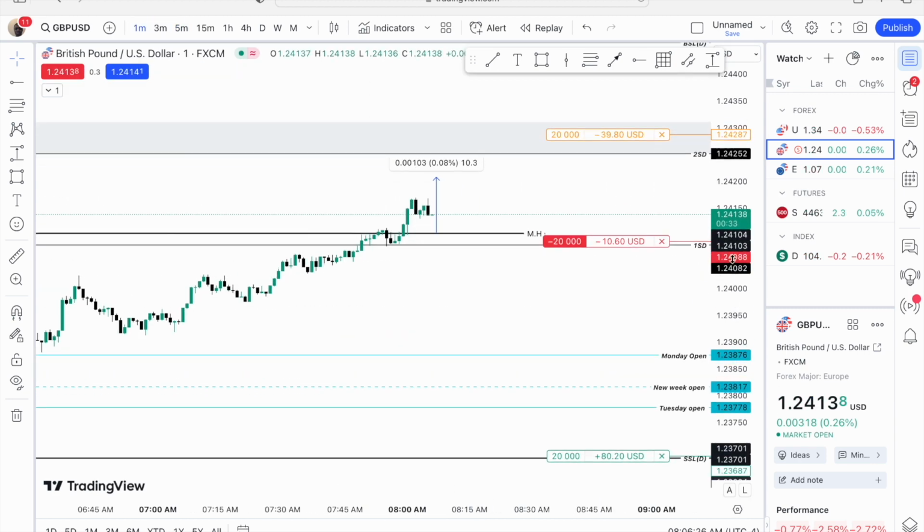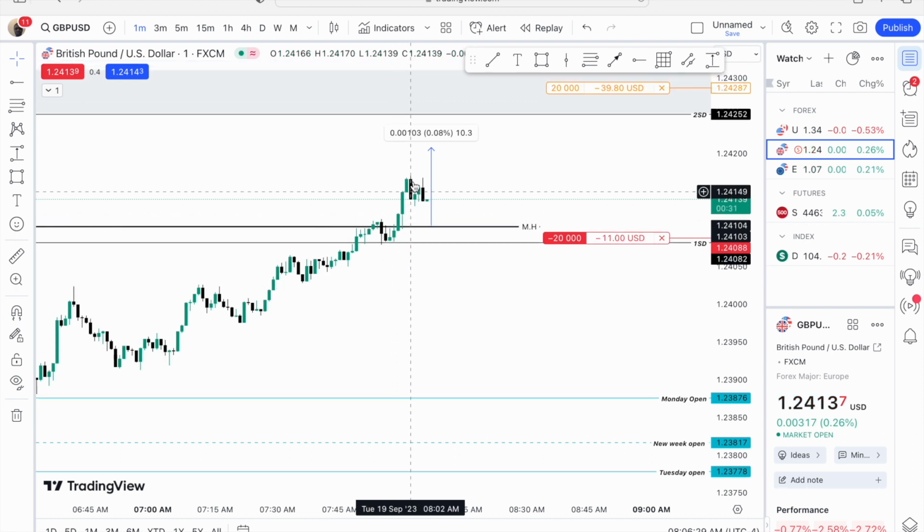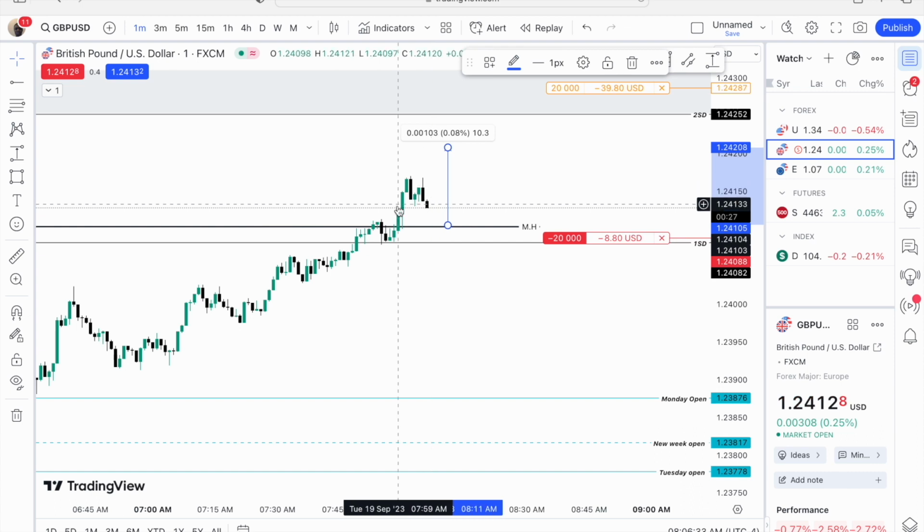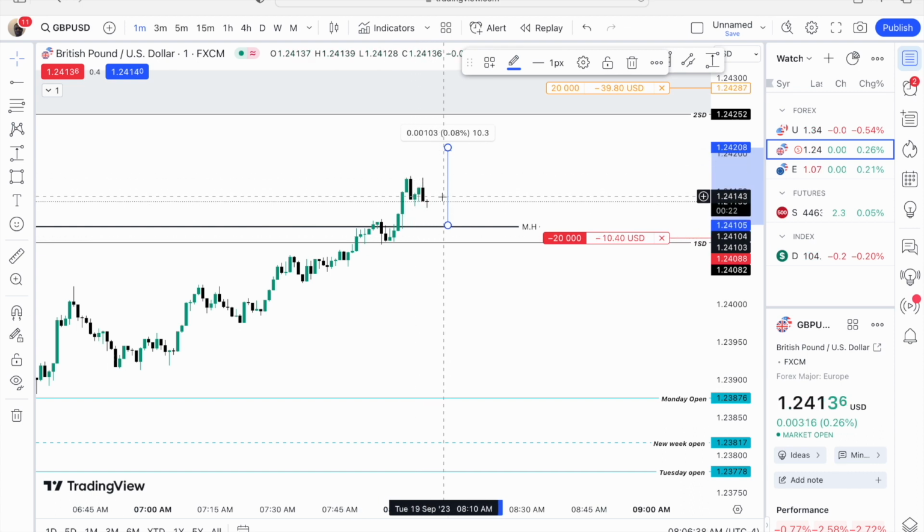Another thing too you want to look for when price reaches an area of interest: you want to see something like this here. You see when price meanders up and down, up and down, up and down in one area here, you want to see something like this.